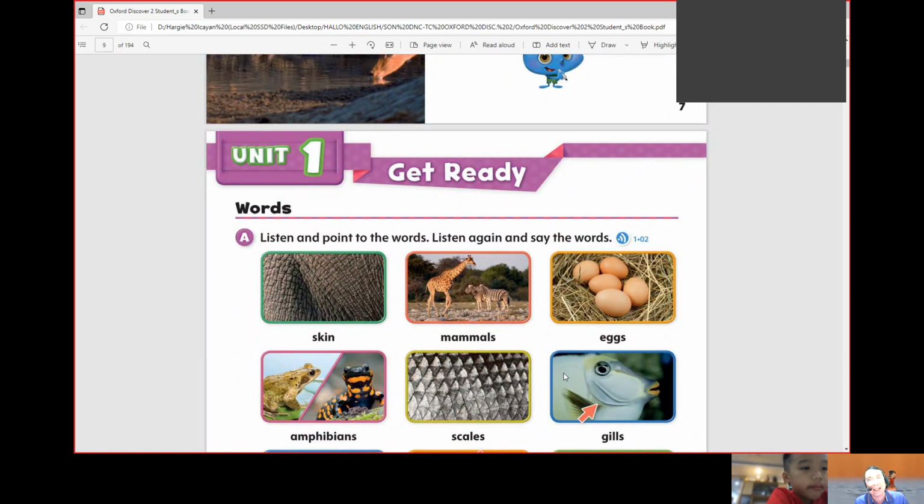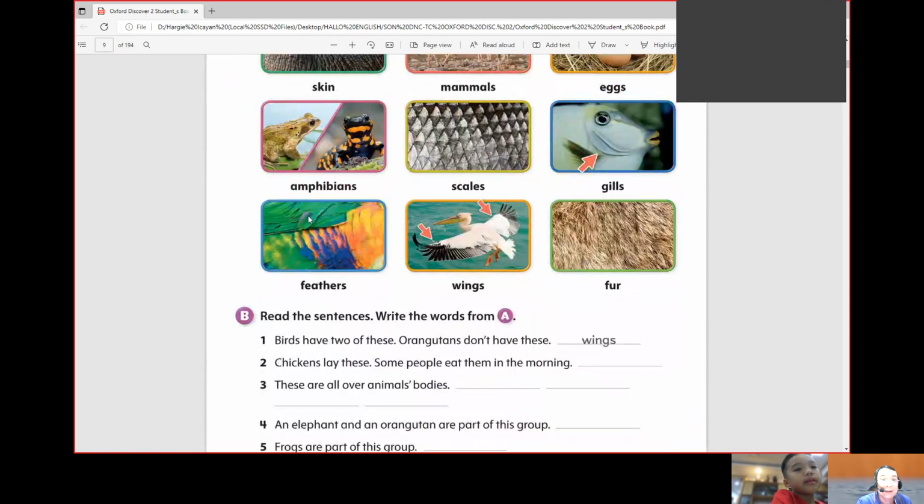Okay, just like humans have their own body parts also. We have the eyes, we have the nose, we have the mouth, we have the skin. What about animals? Animals have eggs, mammals, skin, skull, gills, feathers, wings, and fur. It's fur. So, fur. Can you say it? Fur. Okay, this one I already do, amphibians.